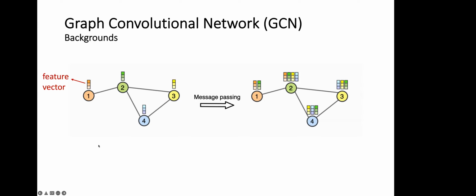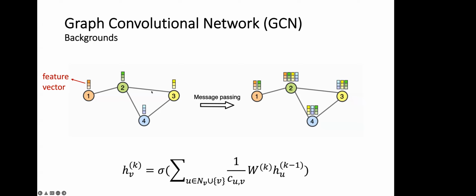So for example, node 1 has its feature vector, and its adjacent node is node 2. After message passing, node 1 aggregates its own feature vector and the message from node 2. And for node 2, since it has 3 neighbors, 1, 3, 4, and itself, after message passing, it will combine all messages from the 4 nodes. And the same is true for node 3 and node 4.